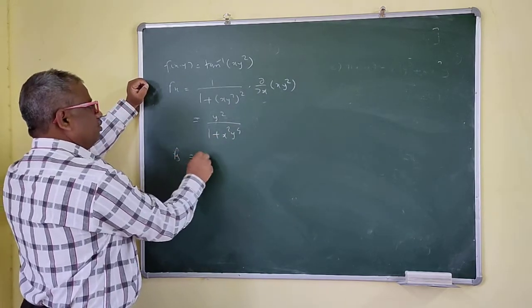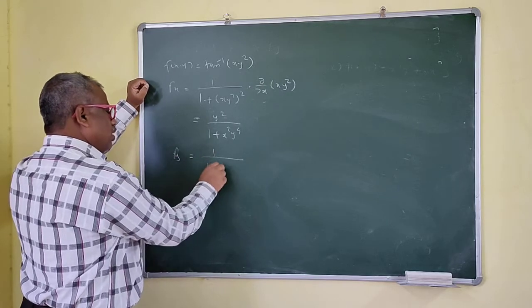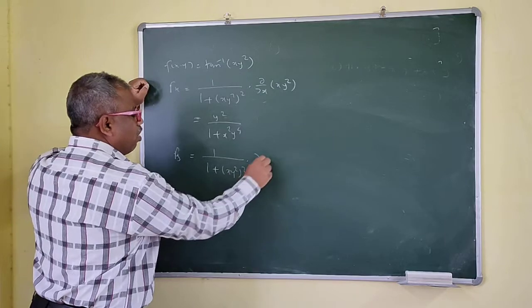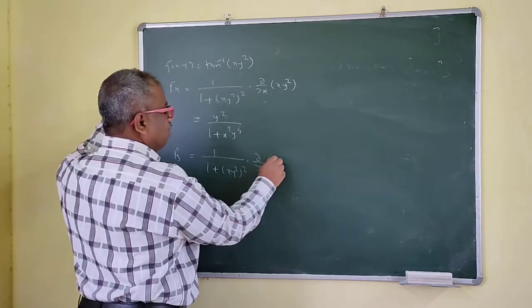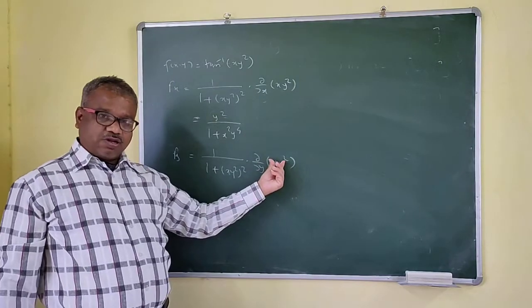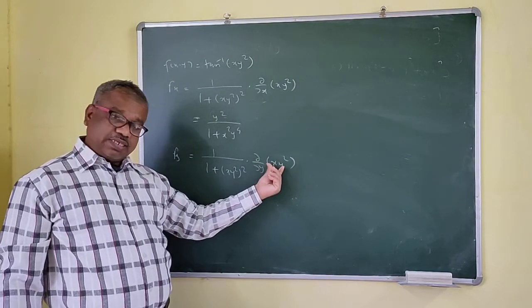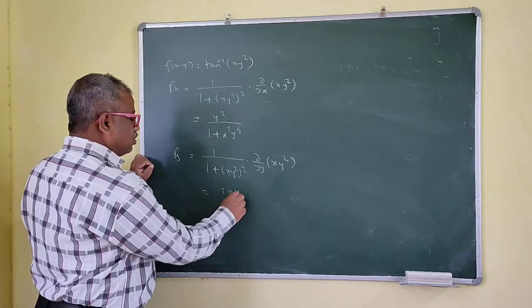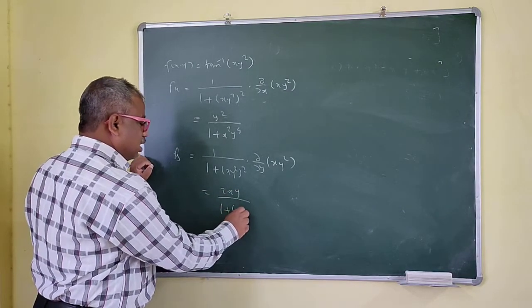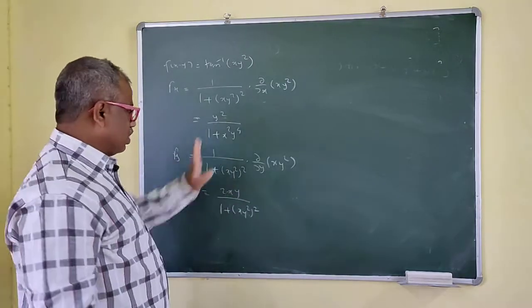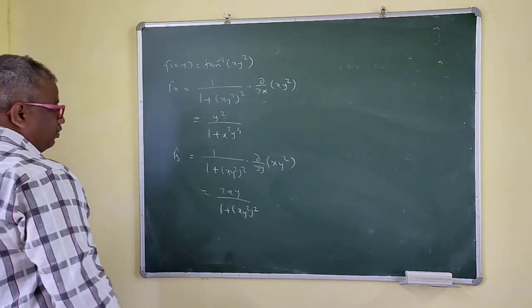Now fy, again the same thing: 1 upon 1 plus something square into the derivative of something partially with respect to y. The derivative of y square is twice y, and x is there. This is twice xy. So fy is twice xy upon 1 plus xy square square, or you may write this as x square y raised to 4, it doesn't matter.